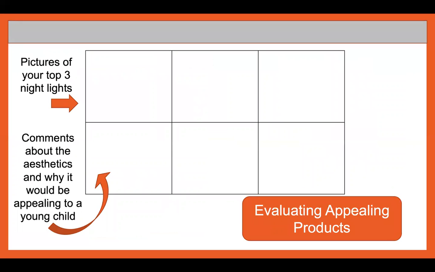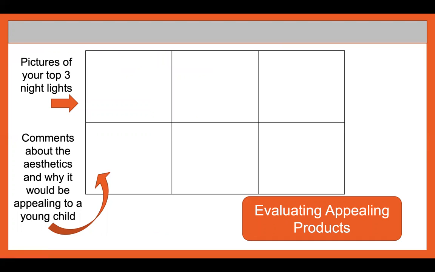So what you're going to do is research on your own using the internet or maybe some books or any nightlights that you know of or have owned. 3 nightlights, okay? So you're going to include pictures of your top 3 nightlights. And then you need to comment about the aesthetics and why it would be appealing to a young child. So what does a nightlight look like? How is it appealing to a young child?